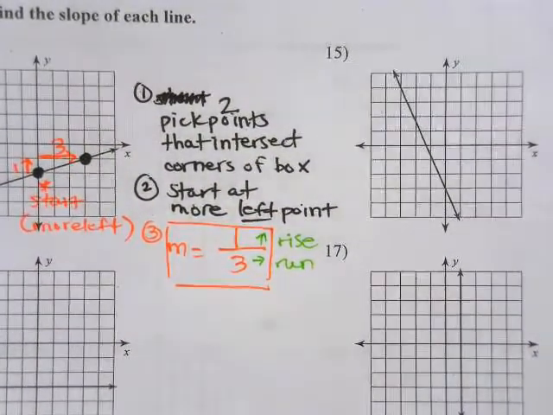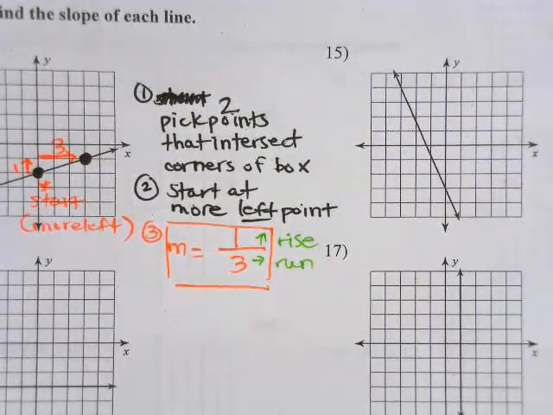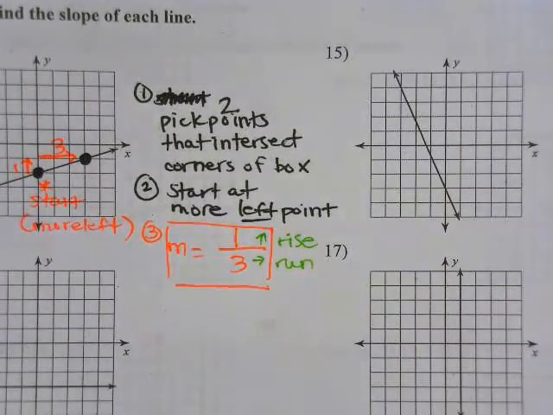Now that we have the notes listed down, we don't have to write those notes anymore. Now we're just going to use this as a basis to solve the other 4 problems. So we're going to go just a little bit faster. So pick 2 points that intersect the corners of the box, start at the more left point, and then start counting. You either might go up or you might go down, depending. Let's do number 15.